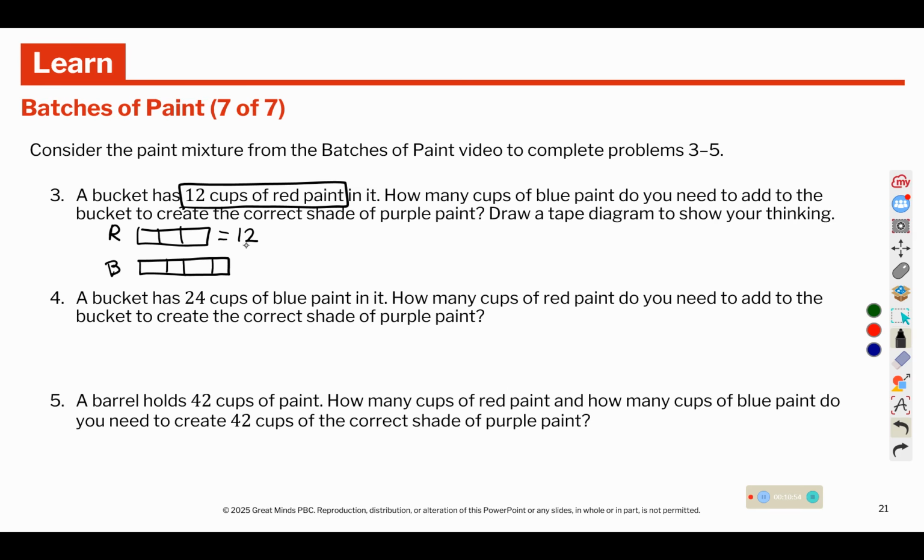If I split 12 evenly into 3 parts, 12 divided by 3 is 4. So then I need 4 in all of the boxes for blue as well. That means 4, 8, 12, 16 cups of blue paint is needed to mix with 12 cups of red paint to create the correct shade.